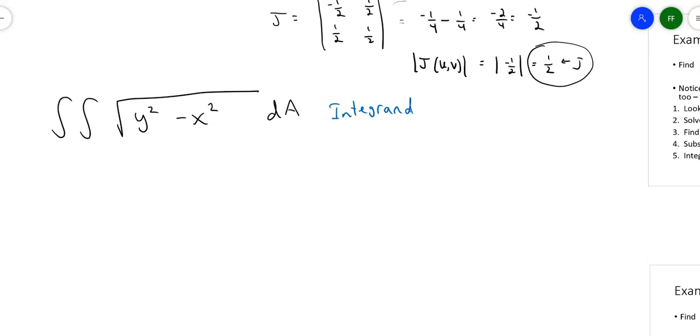What did we come up with for y's and x's? We said that u was y minus x and that v was y plus x, and then we solved them. So when we solved them, the y came out to be 1/2 (u plus v), and the x came out to be 1/2 (v minus u).